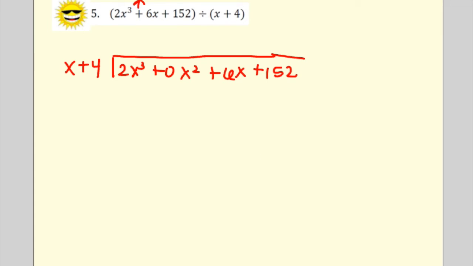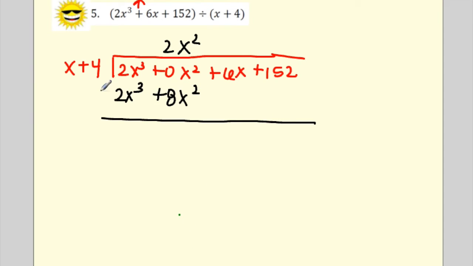All right. Now I say, x times what gives you 2x to the third? Well, this is really 1, so 1 times 2. And then x times what gives you x to the third? X squared. Remember, when you multiply, they have to add to that value. Then we go ahead, we take 2x squared times x. That gives me 2x to the third. 2x squared times 4 gives me 8x squared.